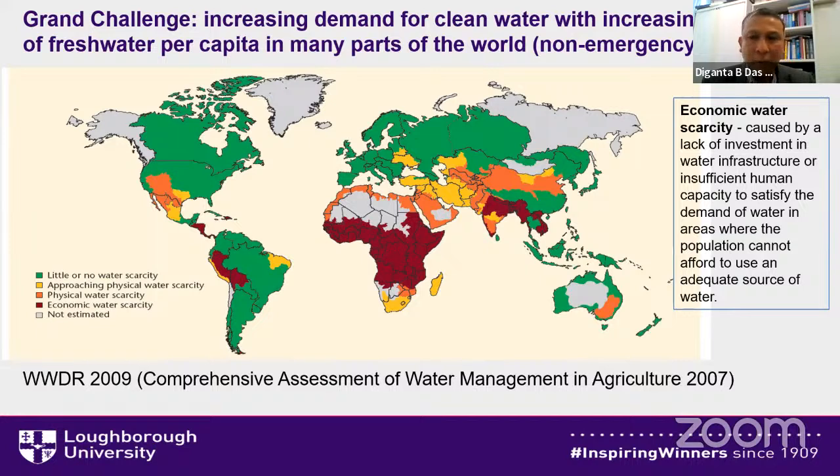And Assam, if you look at the Assam map, it says economic water scarcity. What that means is that there is obviously lots of water in Assam. Brahmaputra is there, lots of tributaries are there. But if you look at the demand for clean water, the economic production of clean water is still not possible in Assam and in many parts of the world. So that's what you see in that map.